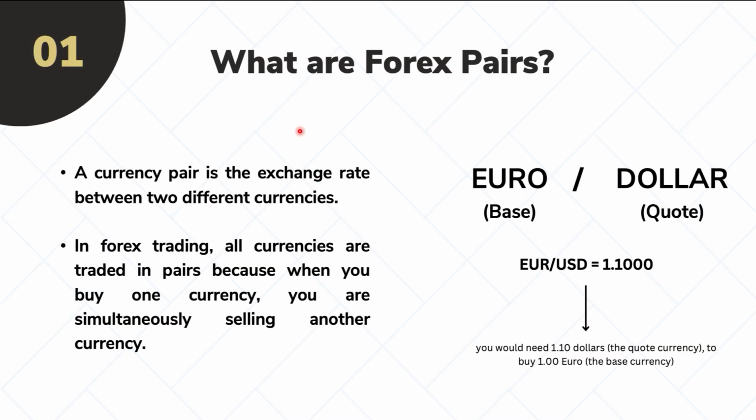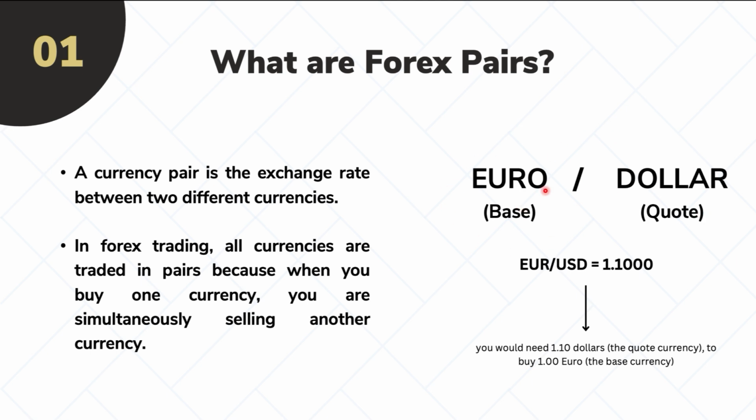What are Forex pairs? A Forex pair is the exchange rate between two different currencies. In Forex trading, all currencies are traded in pairs because when you buy one currency, you are simultaneously selling another currency. And in this example on the right, let's say you're trading the euro dollar, so the euro against the dollar. The first one, the euro, we are buying that. Simultaneously, we're going to sell the dollar.